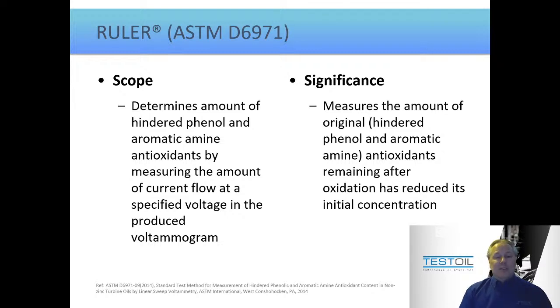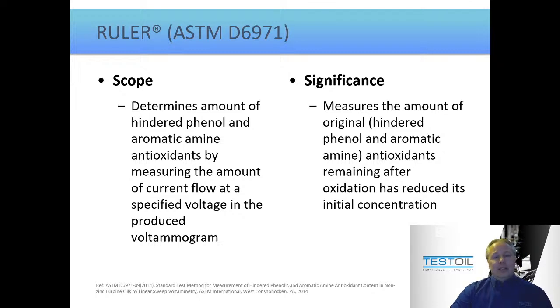But we can't always expect that as RULER goes down, acid number will climb, or as acid number has climbed, RULER will go down, and expect that this always stays a direct relationship. The significance to RULER is, yes, as the antioxidant level goes down, you will eventually expect that oil to degrade. But just because you have less antioxidant doesn't mean it is degrading. It just means it doesn't have as much reserve for fighting that degradation.